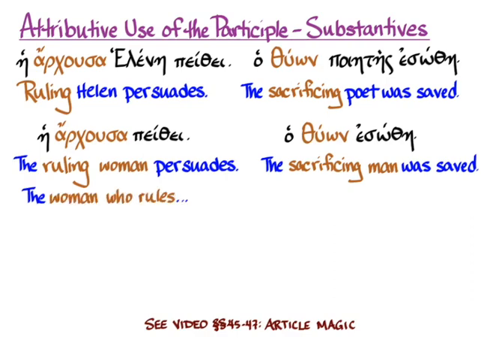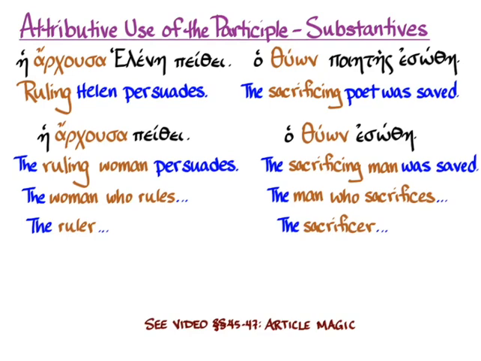Greek can turn any verb into a person or thing doing that verb. Other ways to translate it: the woman who rules persuades, the ruler persuades, the man who sacrifices was saved, the sacrificer was saved. Greek is going to use participles all over the place to make people who are doing things or who are having things done to them.